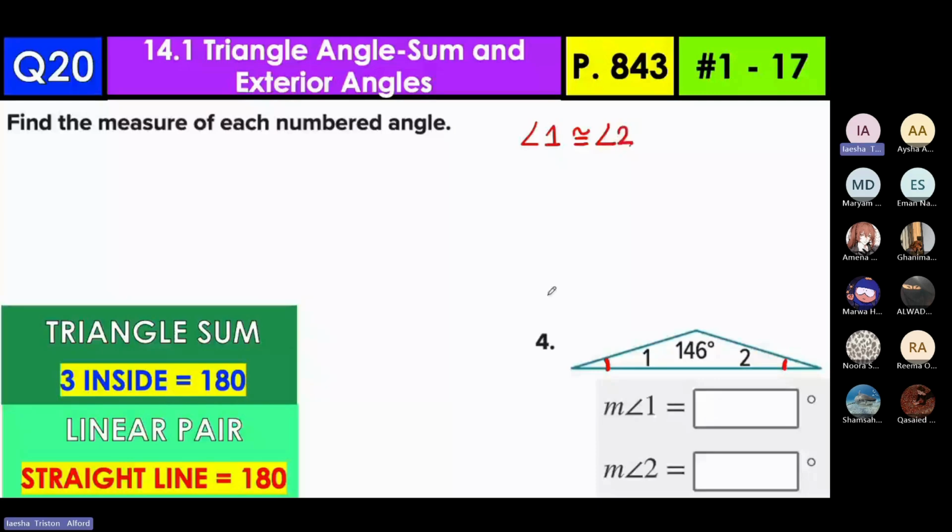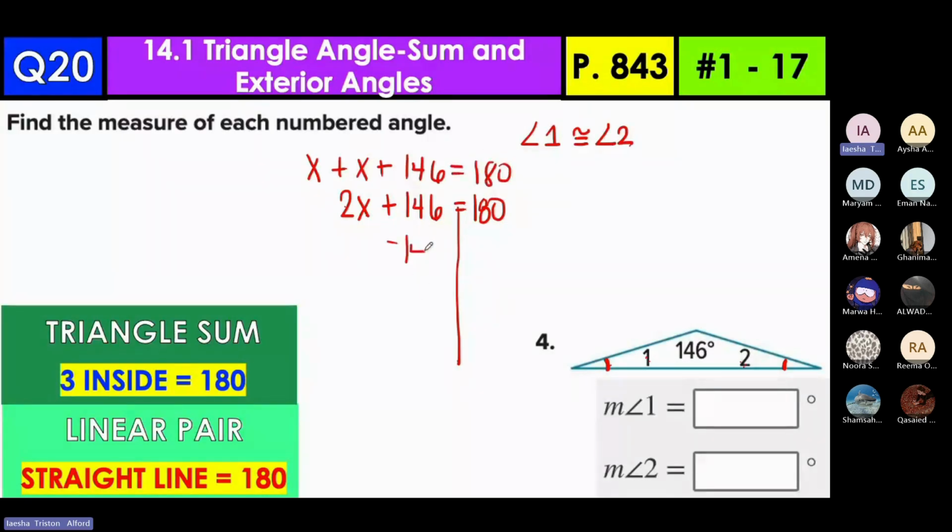So what equation can you write now? 2x plus 146 equal 180. 2x plus 146 is equal to 180. How did we get to 2x? Because angle 1 is the same as angle 2. We do not know these numbers, so I can call this one x, and this one is x. So x plus x plus 146 is equal to 180. Solve.